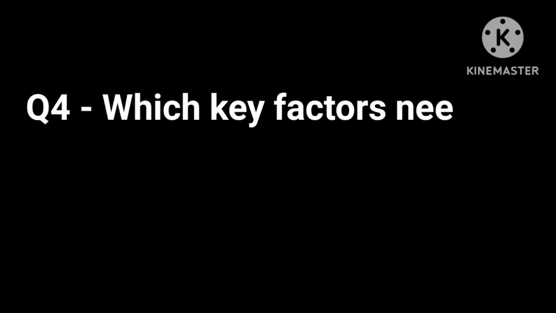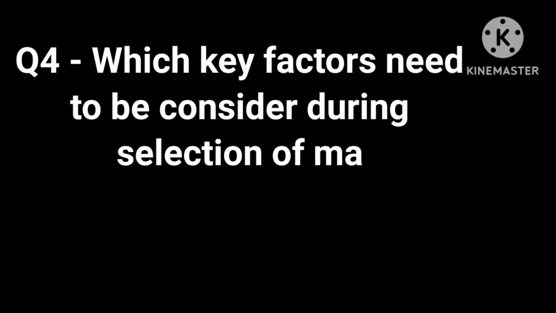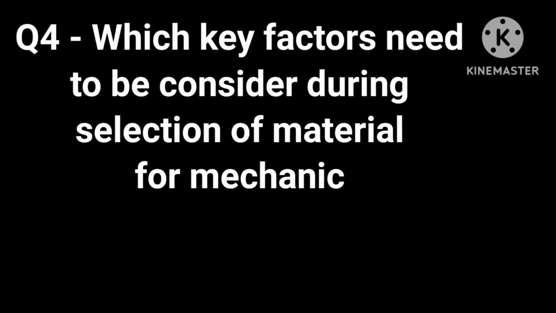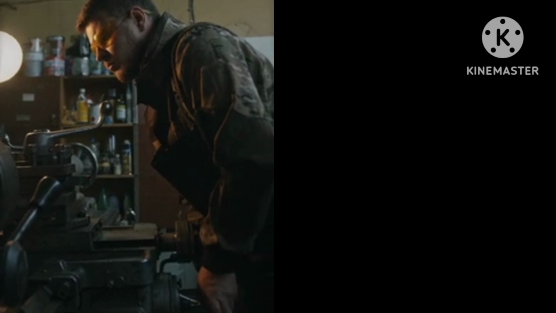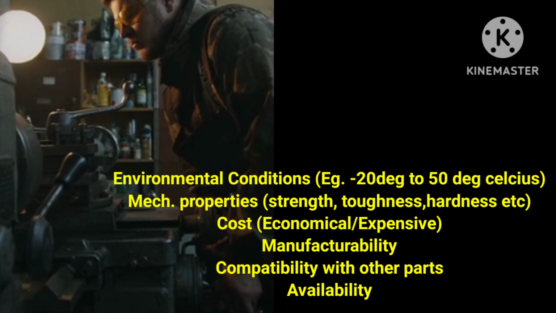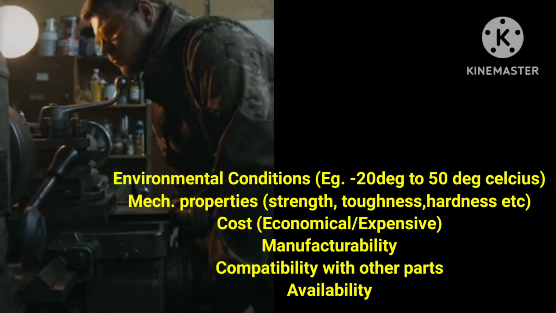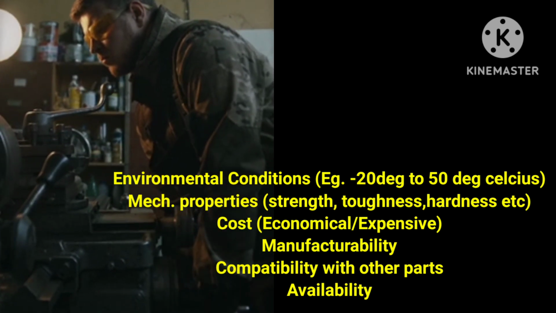Fourth question is, during selection of material for mechanical components or parts, which key factors are going to be considered? This question is very common, and the answer is, we are going to focus on the environmental conditions and its mechanical properties like strength, toughness, hardness.